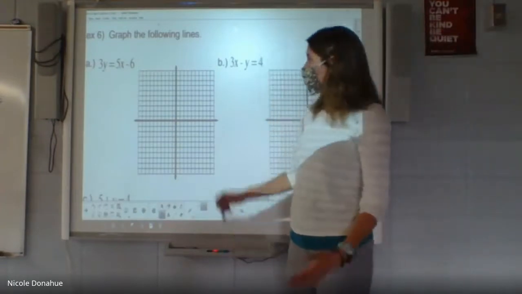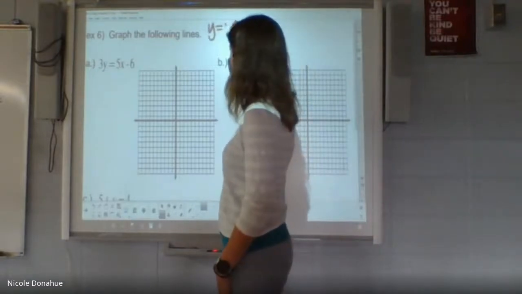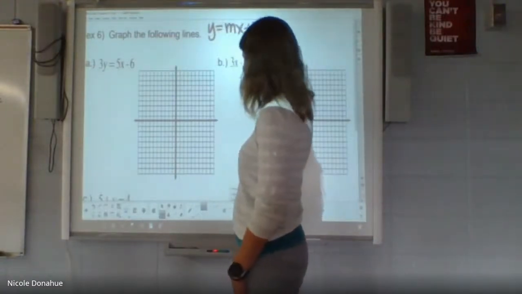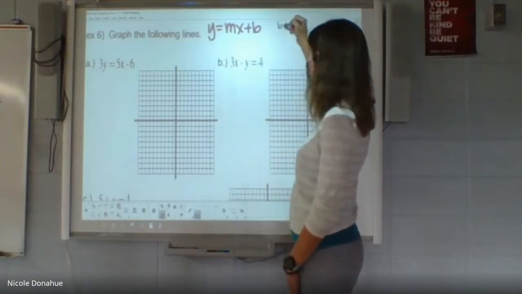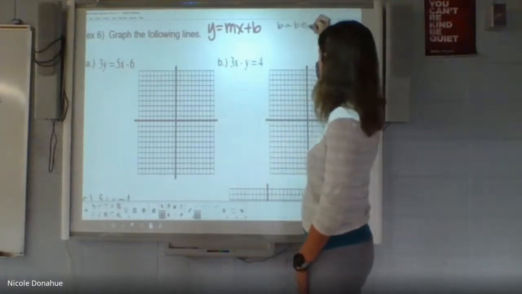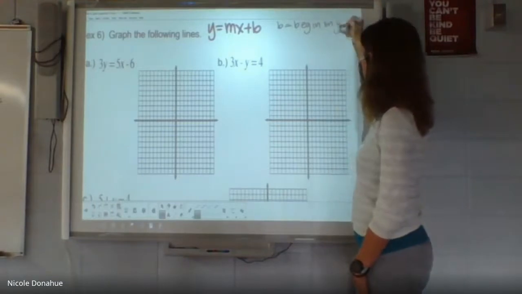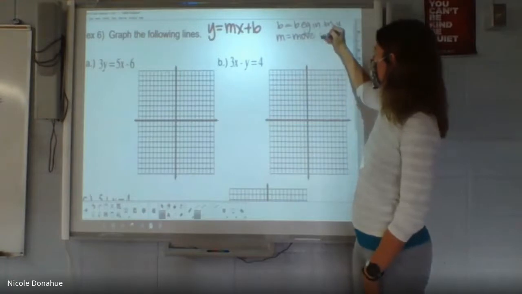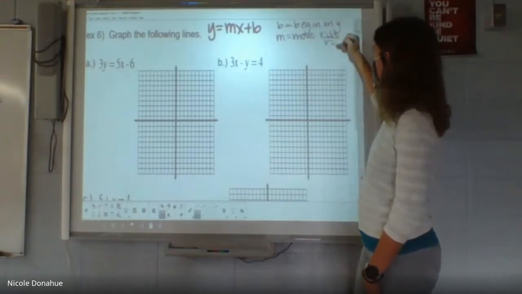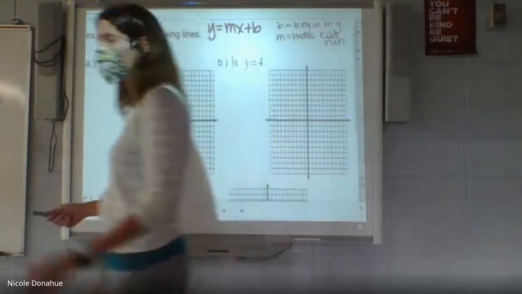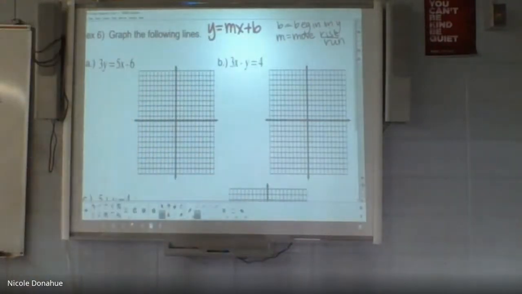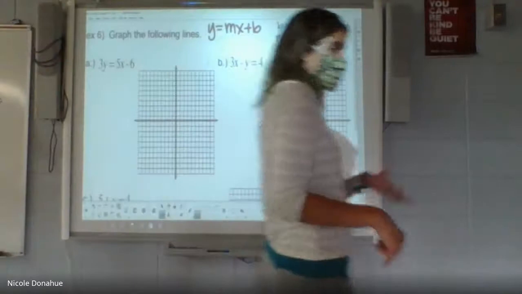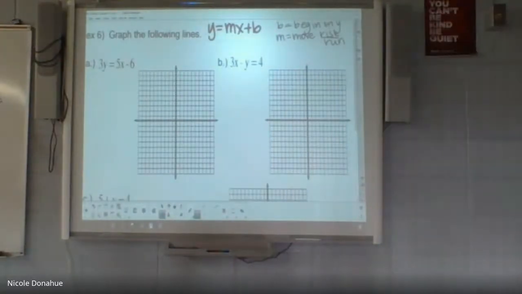So with our graphing of lines, we want to use y equals mx plus b. Reminding us, b is where we begin on the y-axis, and then the m is how we move using rise over run. Now the issue is it's got to be in that form. If it's not in y equals mx plus b, we have to get it into that form. These first few problems aren't written in the form we want.